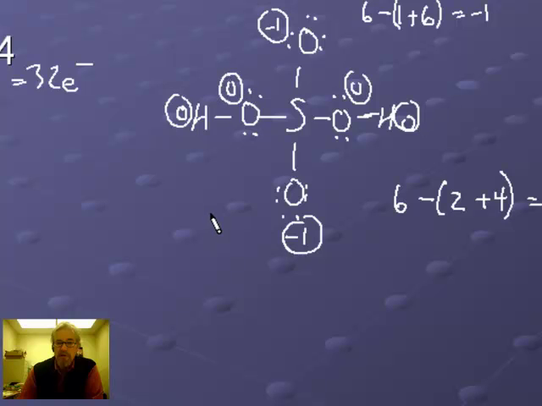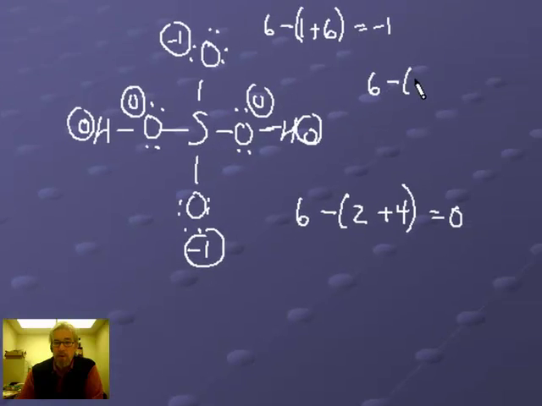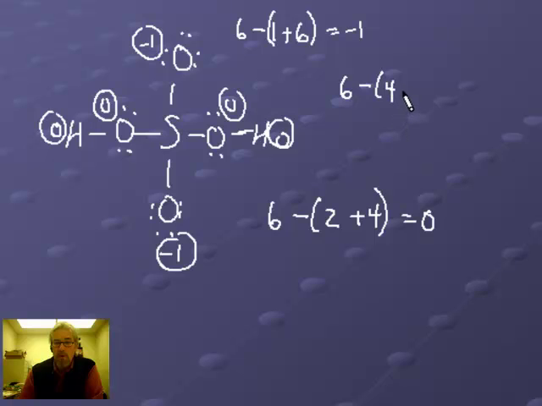Now let's look at the sulfur in the middle. This is column 6. Take away 4 for the bonds and 0 because there are no lone pairs. 6 minus 4 is positive 2. So the formal charge on the sulfur in this structure is plus 2.